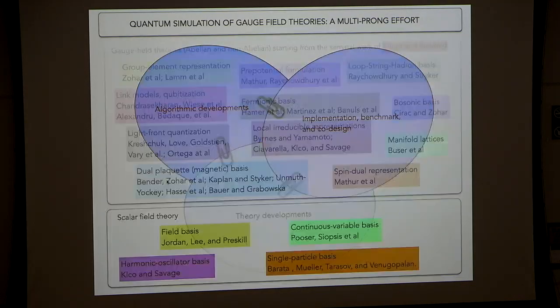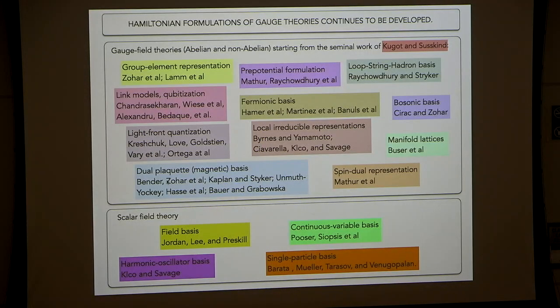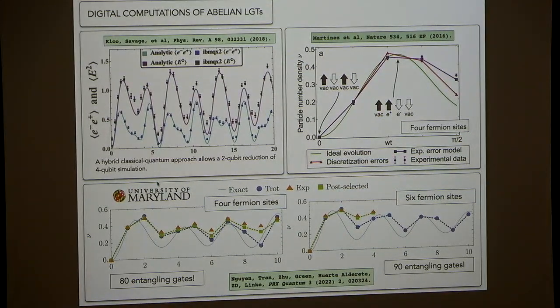Okay, so there's been a lot of theory work that is out there. These are examples of different formulations of Hamiltonian gauge theories. Most of them start with Kogut and Susskind that I talked to you about, but they get more complicated. So there is a zoo of choices at the moment that people are developing.